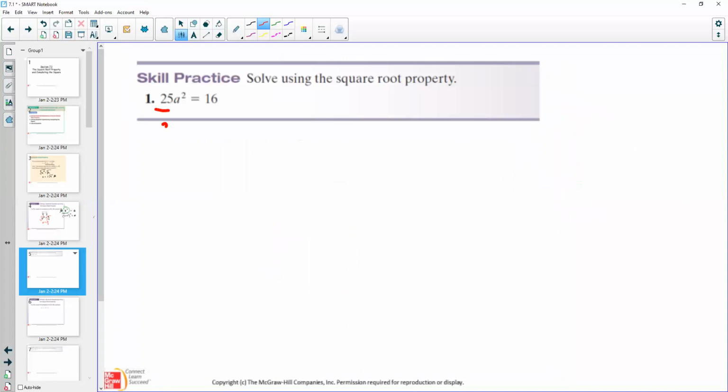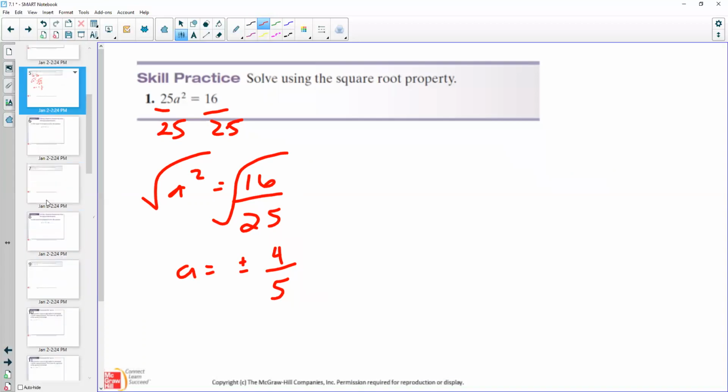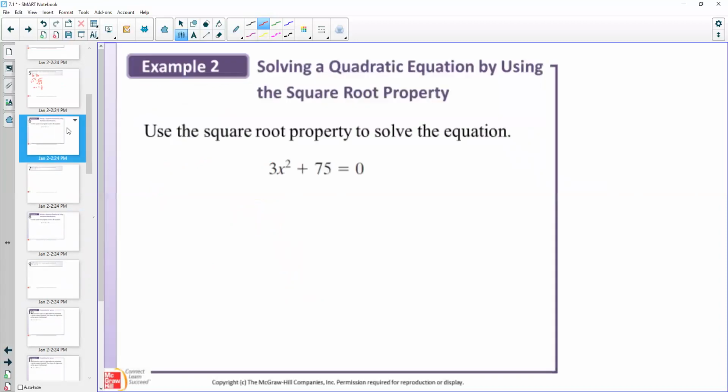All right, this one works the same way. 25a squared equals 16. I'm going to divide both sides by 25. I'm going to get a squared equals 16 over 25. I'm going to take the square root of both sides, and I get a equals plus or minus 4 over 5. The plus or minus has to be there. It's not optional. Once we take the square root, what comes out is plus or minus.